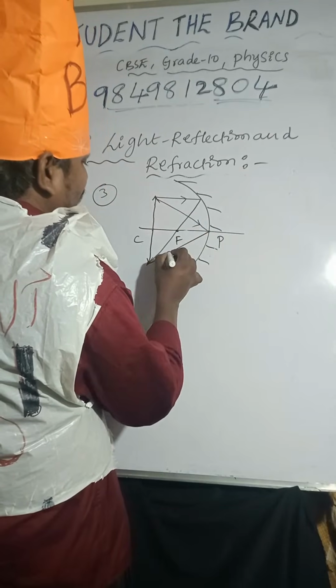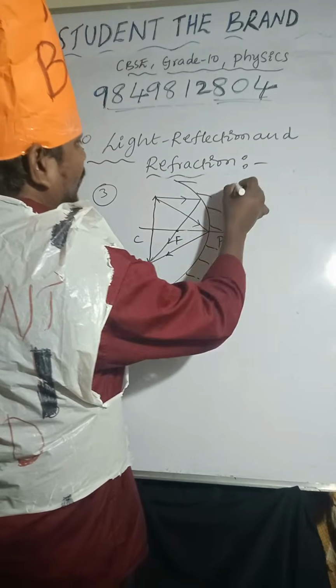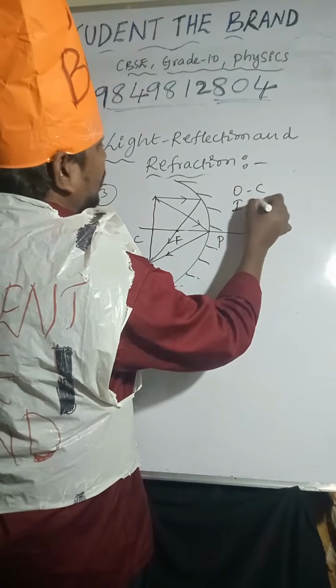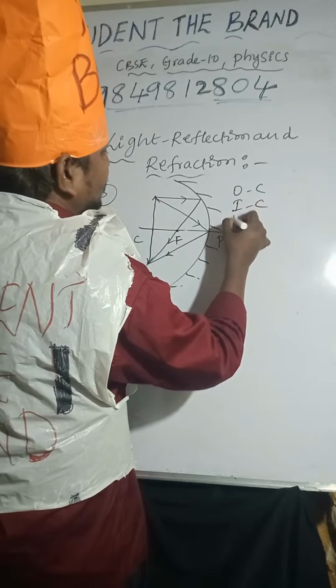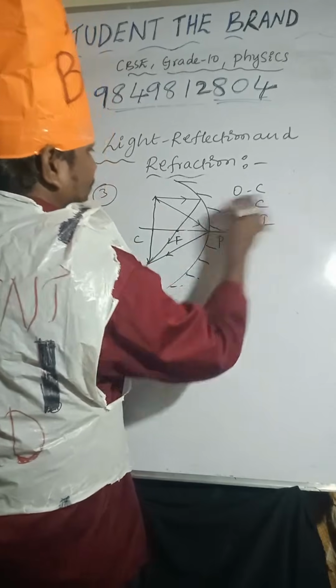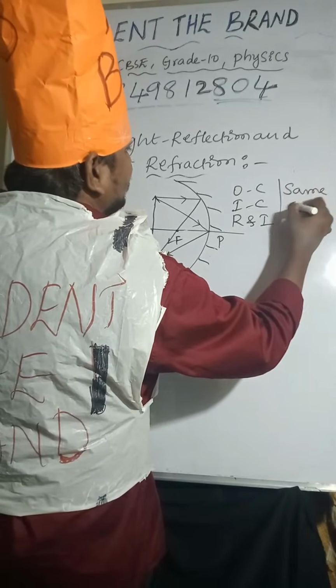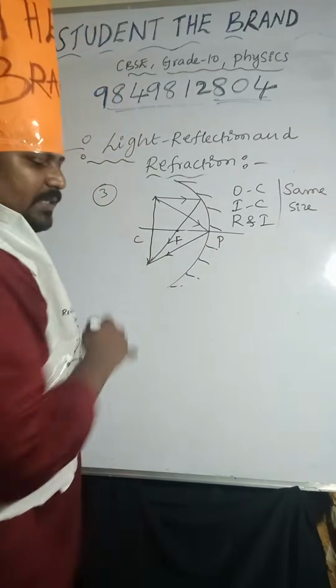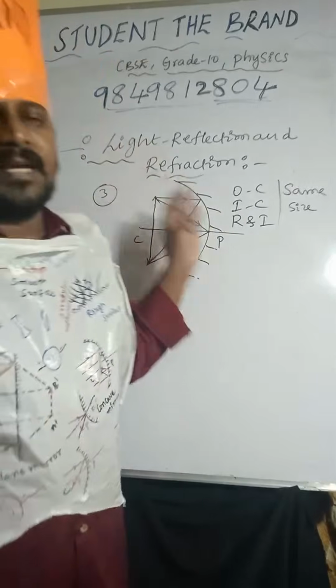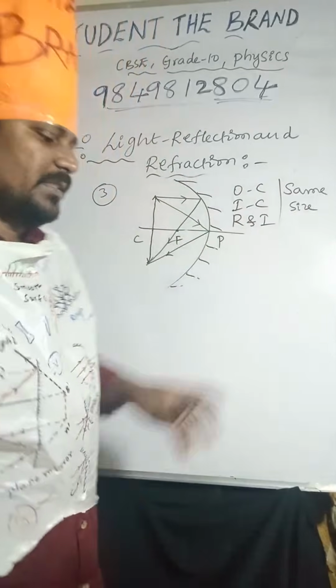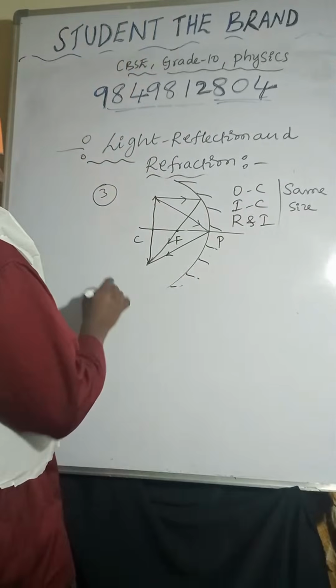Okay, so here I am taking. Object is at C, image is formed at C, nature of the image is real and inverted, size of the image is same size. Because object is placed at center of curvature, image also will form at center of curvature itself. And coming to the fourth one.